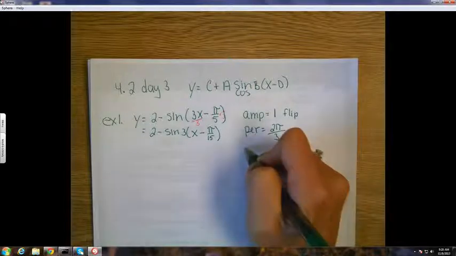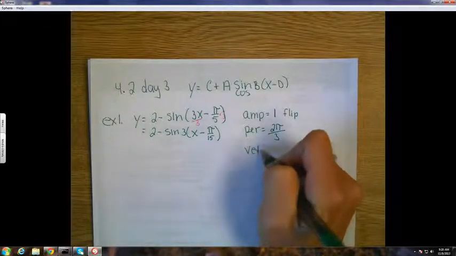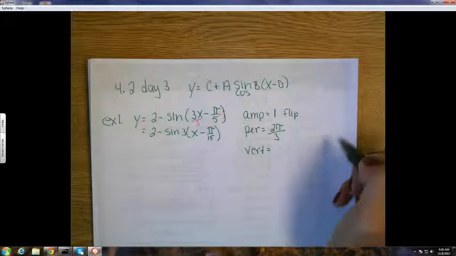Vertical shift. We got some. It's the 2 that's at the beginning.